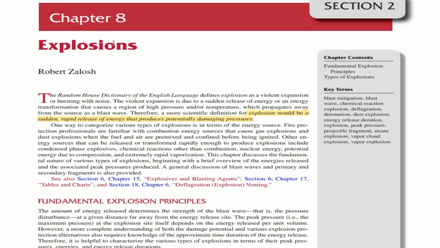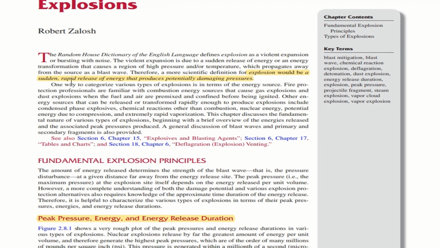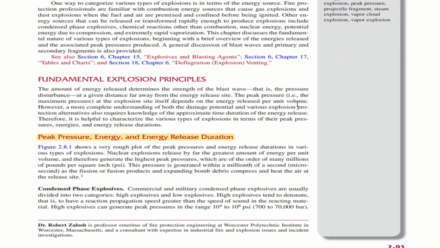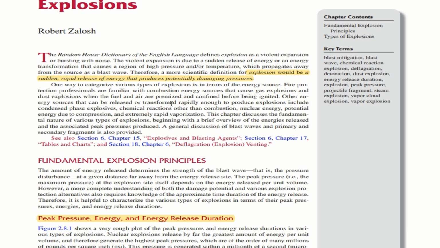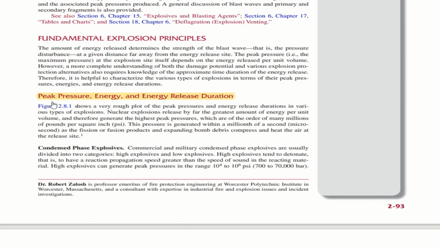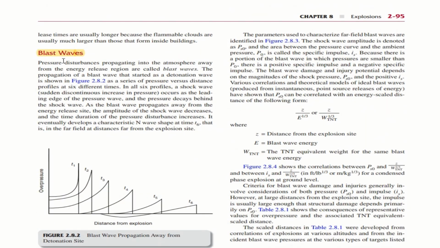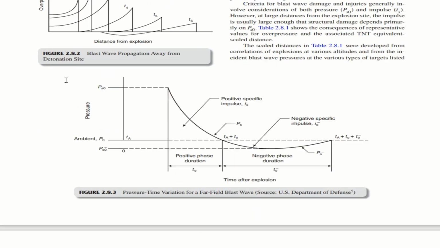So the final chapter will be chapter 8, explosions. An explosion is a sudden rapid release of energy that produces potentially damaging pressures. Here in this chapter you can see the contents: fundamental explosion principles, types of explosions, and the key terms they have mentioned here, for example deflagration. Maybe you might find it somewhere else in other sections as well. So you need to have a good idea on the chapter contents basically. Here they have mentioned peak pressure, energy, and energy release durations. They have given so many things, blast waves, what it means, and how they behave, and so on.